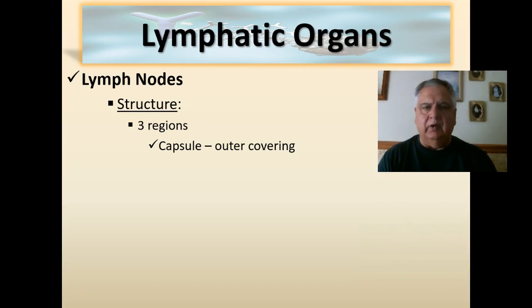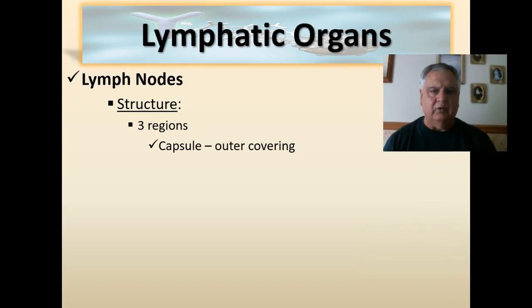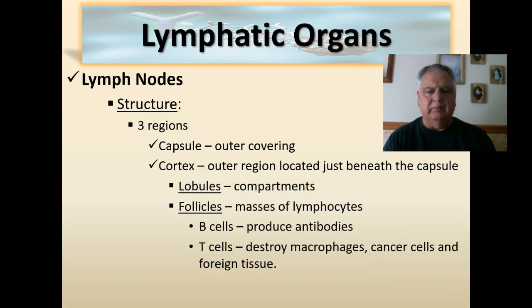The outermost region is the capsule, which is the outer covering that separates each lymph node from its surrounding environment. And beneath the capsule, there is an outer region referred to as the cortex. Now, the cortex itself is divided into several compartments. These compartments are referred to as lobules. And within the lobules, we're going to find masses of the lymphocytes, the B and the T cells. These masses of lymphocytes are called follicles. Follicles are also known as nodules.